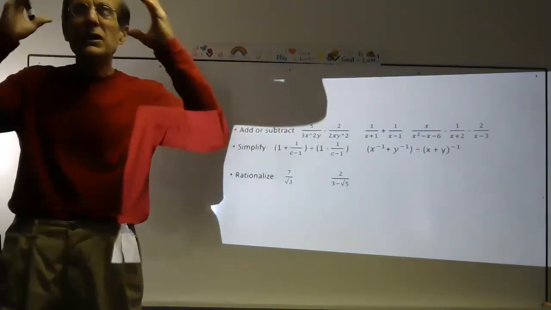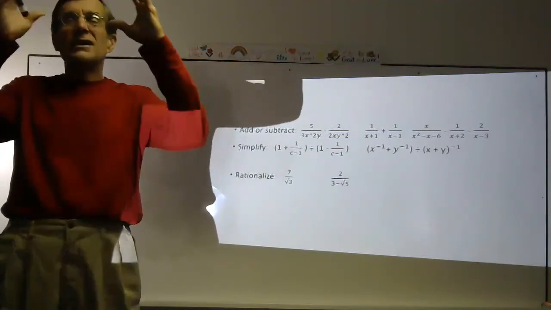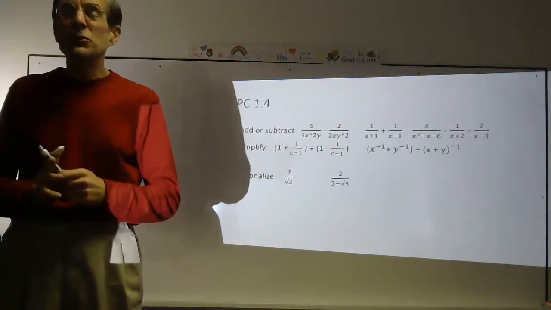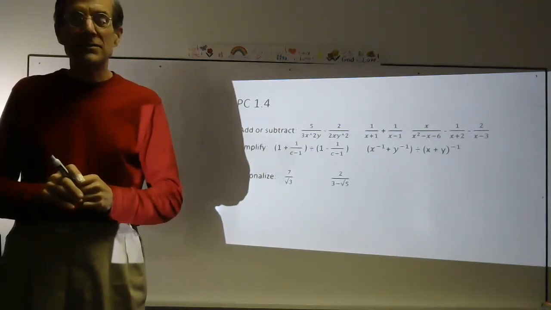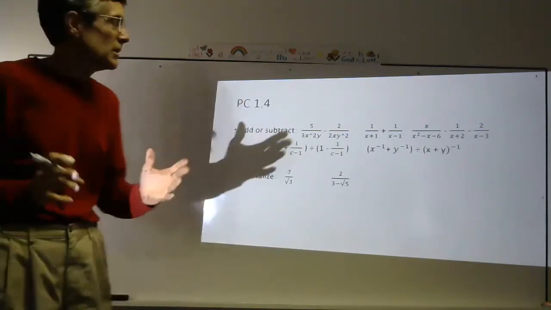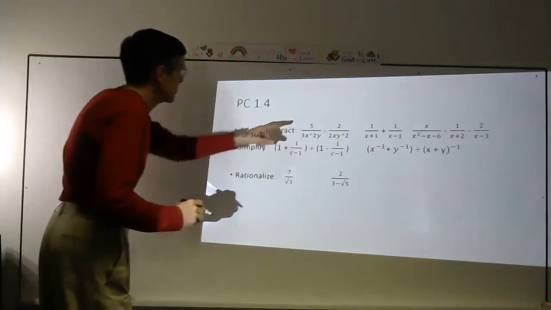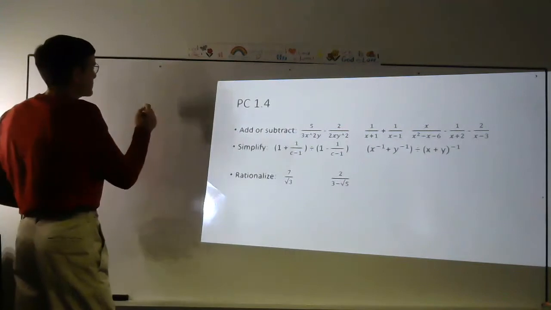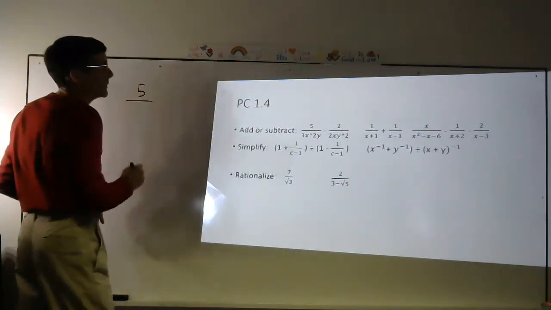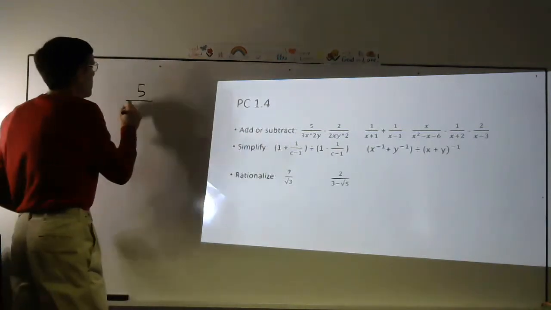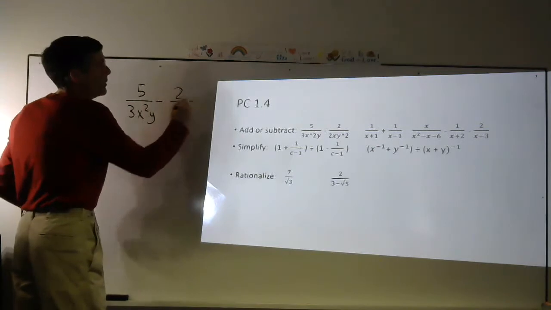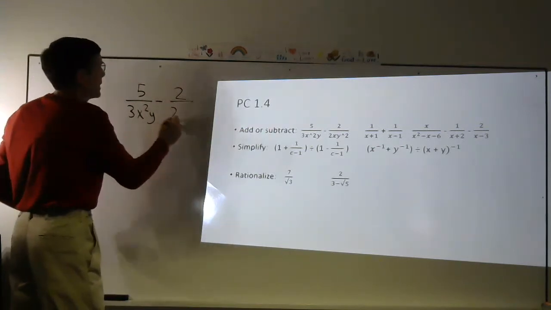Now, we go back to first day of class in pre-calc. I showed you a couple different ways of finding a common denominator. The second method I showed you on that first day is going to be really helpful now. Let's look at the first problem. I have 5 over 3x squared y minus 2 over 2xy squared.